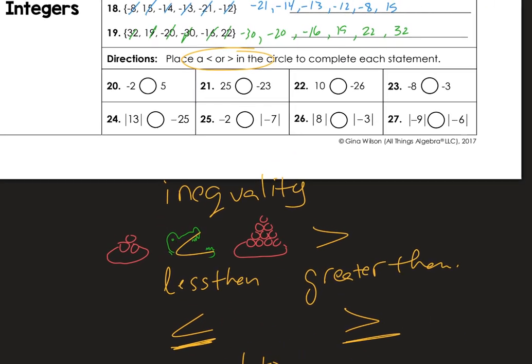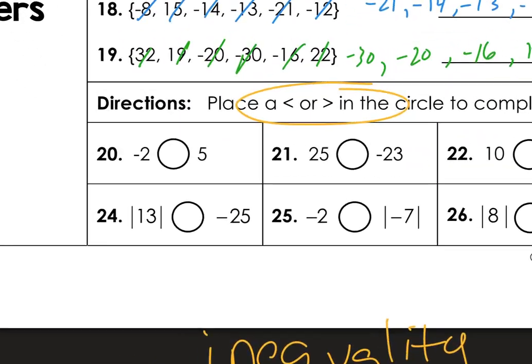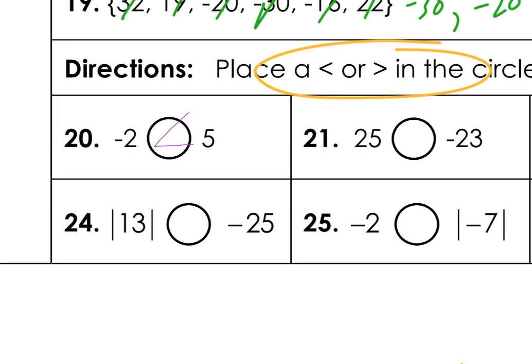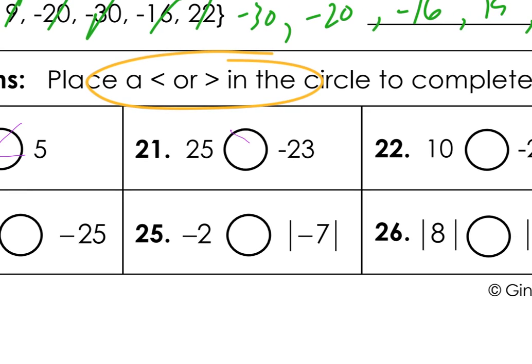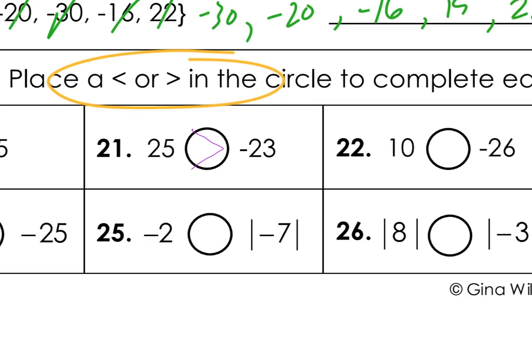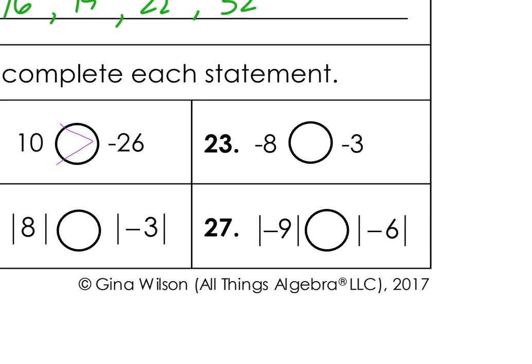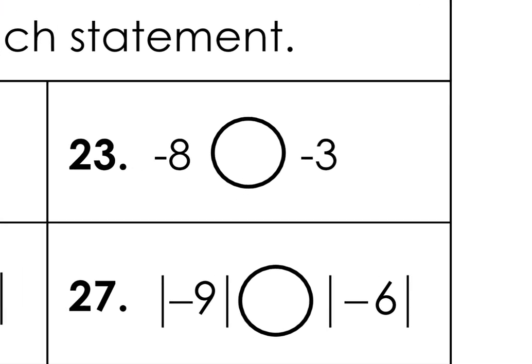So let's zoom back up to here and do these kind of individually. A negative number is obviously less than 5. 25, a positive number, is obviously greater than a negative number. 10, a positive number, is greater than -26. All right, here's our first little challenge.